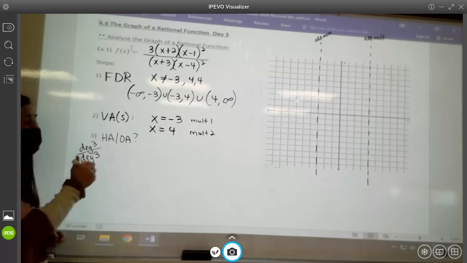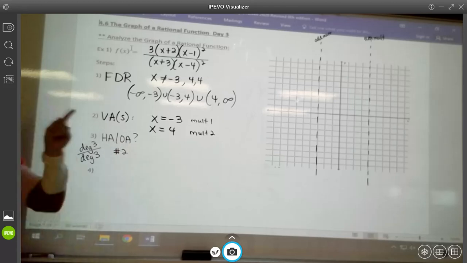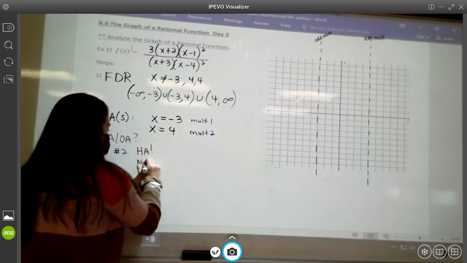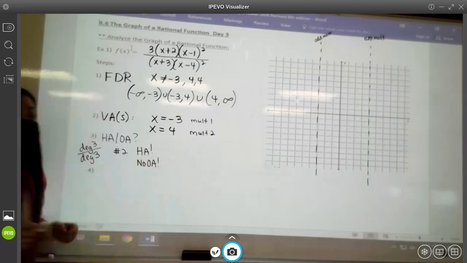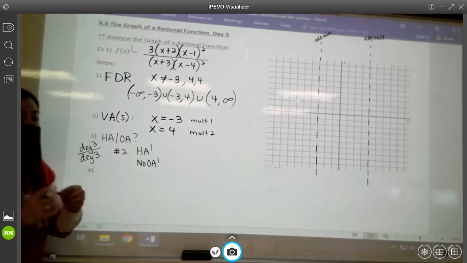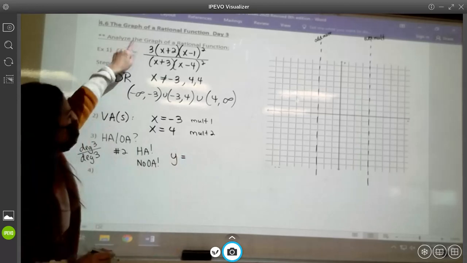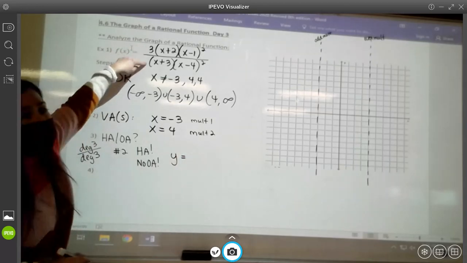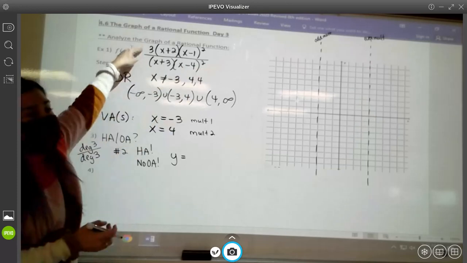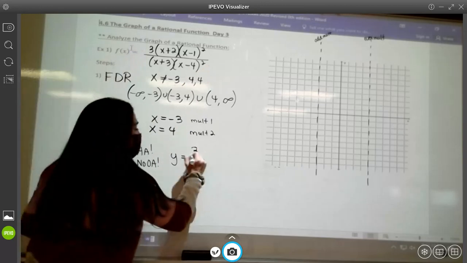According to asymptote rule number 2, that means there will be an HA, no OA. And it means your horizontal asymptote will be the ratio of the leading coefficients. So that'll be the line y equals, well, our leading coefficients, 3 over 1. Even if you multiplied this out, this one would lead with a 3x to the third. This one would lead with a 1x to the third. So it's 3 over 1.